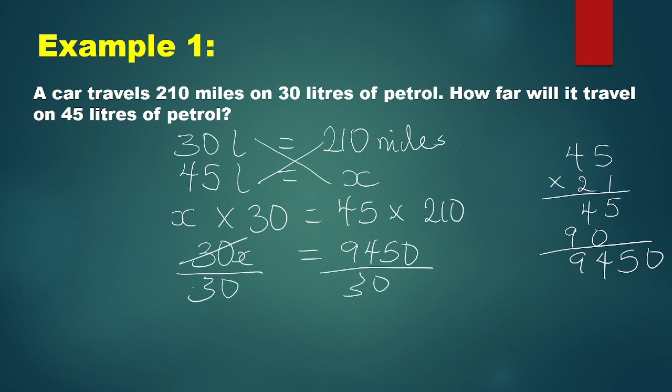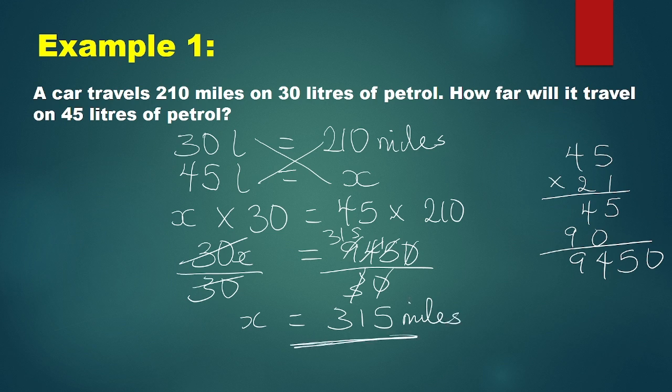So 30, we take out 30. 0 can take out 0. 3 divided by 9 is 3. 3 in 4 is 1 with a remainder of 1. And 3 in 15 is 5. So my x will simply be equal to 315 miles. So for 45 liters, I'm going to move for 315 miles.